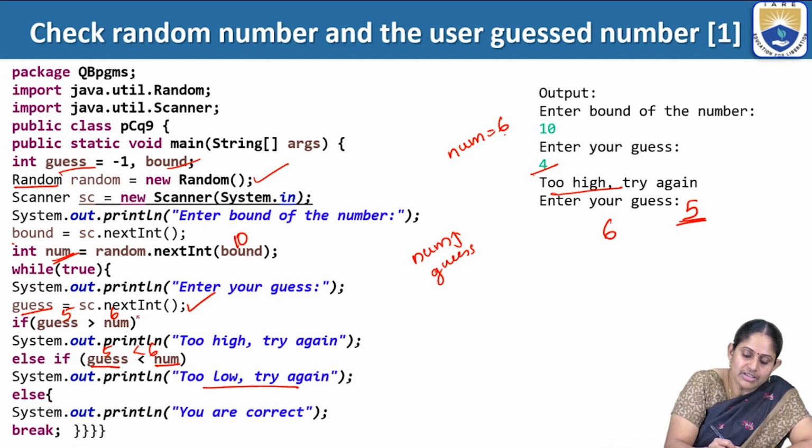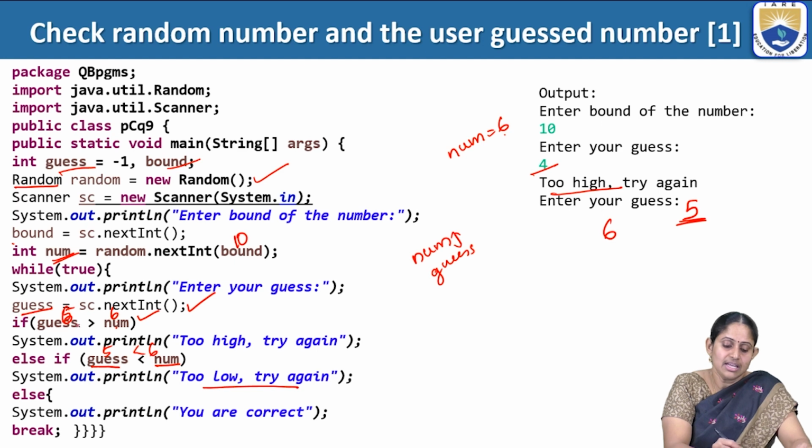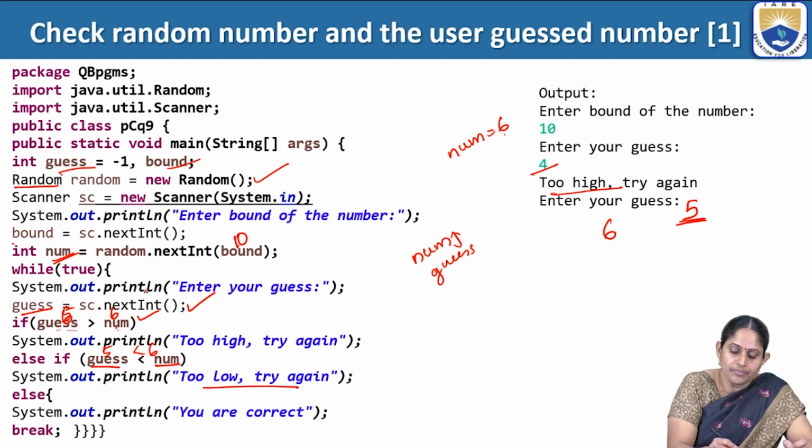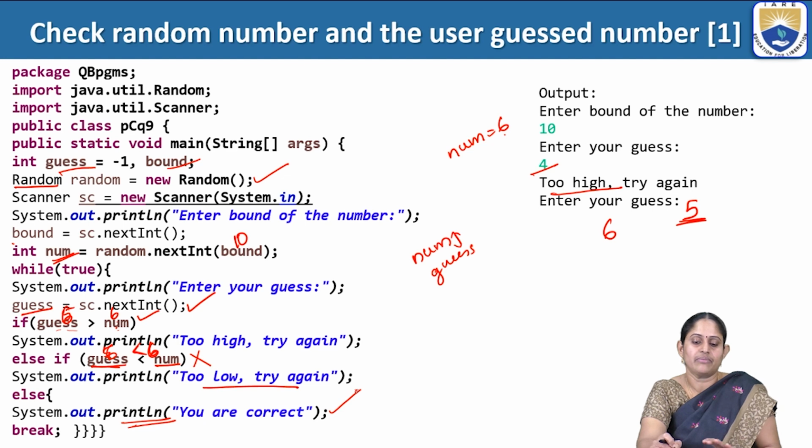It will come here. It will check whether they both are equal. Guess and our guess and num is 6. They are not greater than, so it will exit. Now it will come here. It will check whether 6 is greater than 6. In this case also this fails. So it will come out and it will display the else block. So inside that it is given "you are correct" and the program will exit.